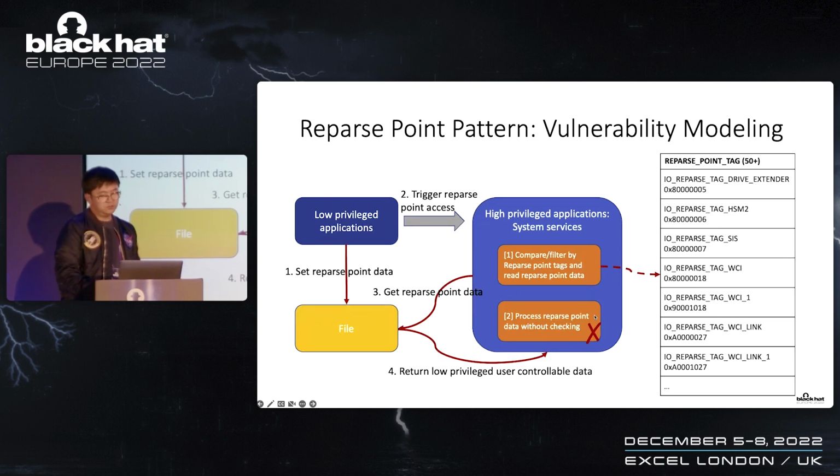And we extract the vulnerability model for this pattern like this: set a reparse point data, trigger reparse point data access, high privilege applications get a reparse point data. Finally, the low privilege user controllable data will be returned to the high privilege applications. There are 2 parts in it. Firstly, comparing or filtering according to the reparse point tags, and then processing the reparse point data.